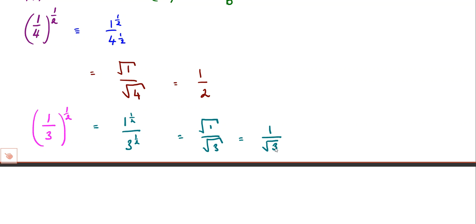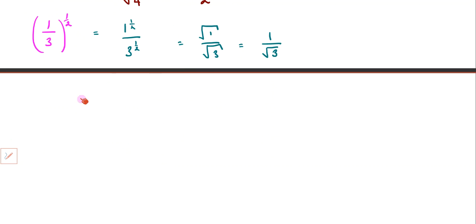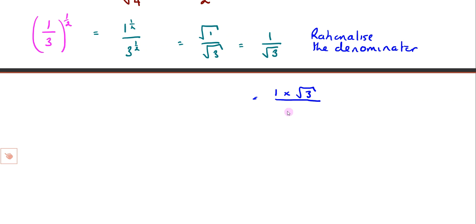Thank you, Maya. That's the difference between someone that's applying one process and someone that's applying everything they know. When we've got that, that is an equivalent statement, but what should we do? We should rationalize the denominator. Do you remember how to use your surds to rationalize the denominator? So it'd be 1 times root 3 divided by root 3 times root 3.